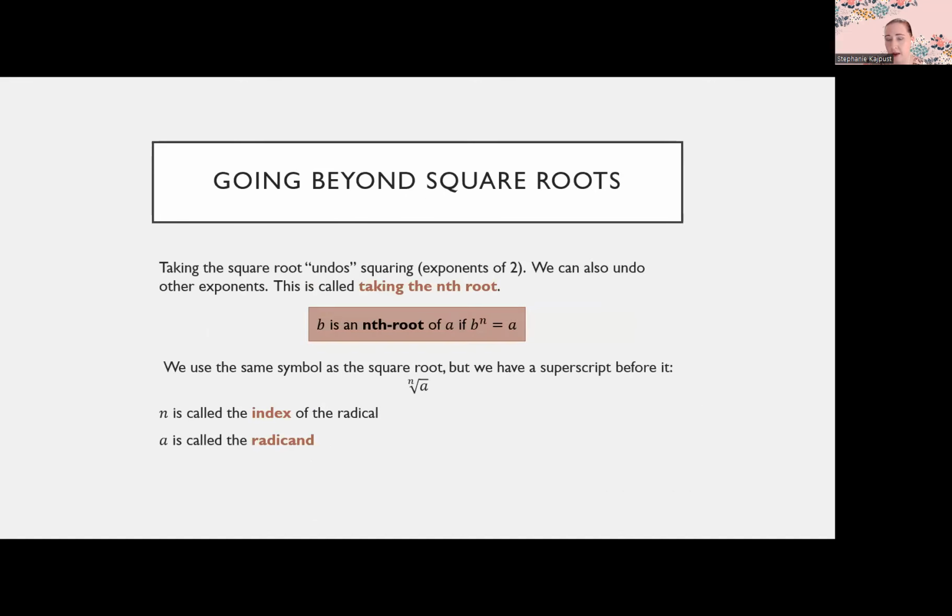I mentioned you could have cube roots and fourth roots. Those are just undoing other exponents. The cube root will undo an exponent of 3. The fourth root undoes an exponent of 4. That's the symbol that we use. We put any number above the V, and we call that number n the index, and then the thing underneath is called the radicand.